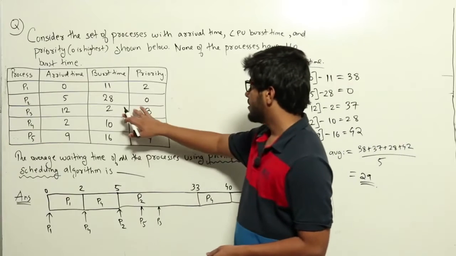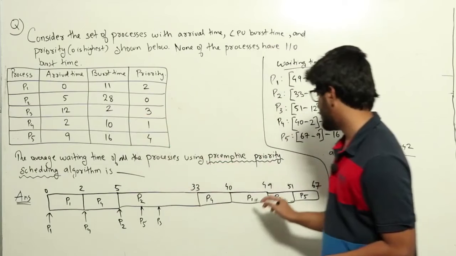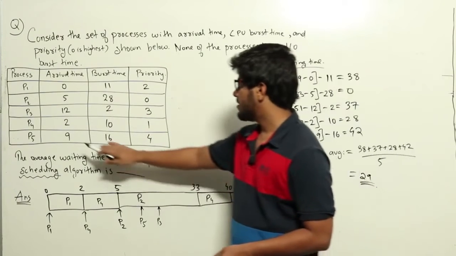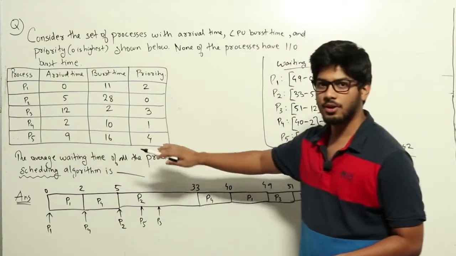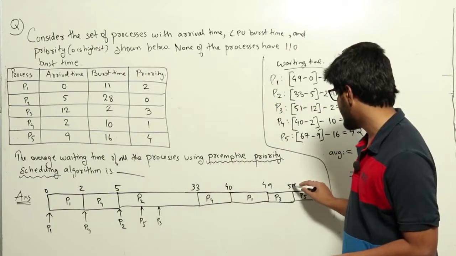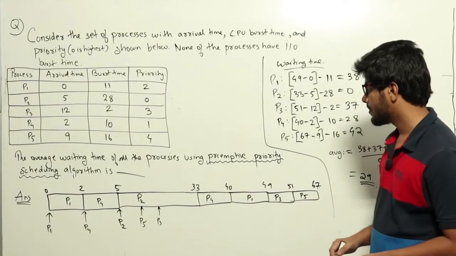After that, the process with the next highest priority is P3. P3 will run for 2 milliseconds. So 49 to 51, P3 will run. After that, P5 will run. P5 had the lowest priority. Now we will run P5 for 16 milliseconds. So starting from 51, for 16 milliseconds it will run, meaning till 67, P5 will run.